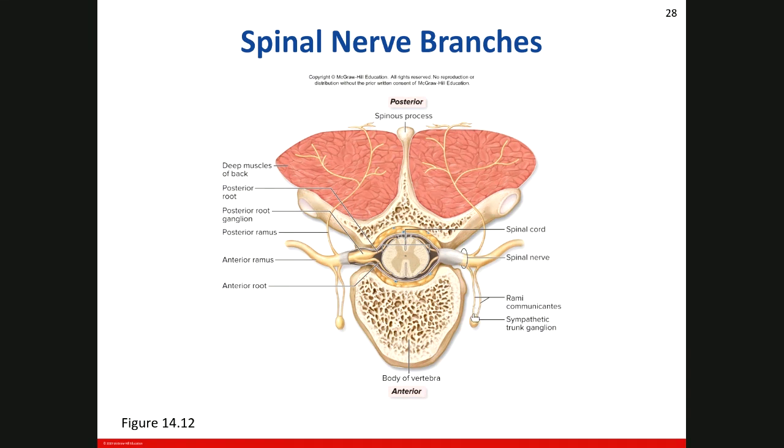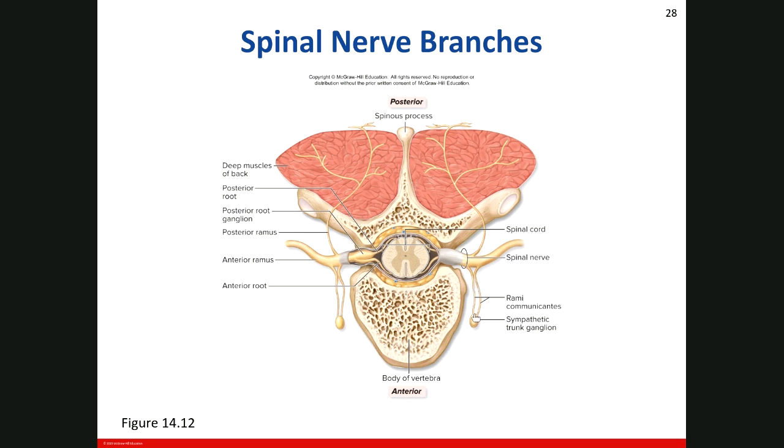One of the branches is this one, or this one on the other side. We call it posterior ramus. It goes to the muscle and skin of your back and innervates this part for you. The other branch is thicker and it's called anterior ramus. It goes to the muscle and skin of the front part of your body and innervates this part. And the other branches are these two branches on each side.